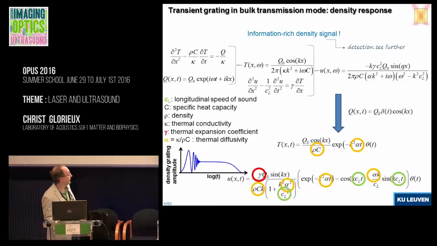Displacement is a bit more complicated, so you see many factors. One is that the solution is proportional to the thermal expansion coefficient and the heat source, Q. Another interesting thing is that you have a lot of information about thermal properties. There's the thermal diffusivity here. There's the heat capacity in the prefactor: the bigger the heat capacity, the smaller the temperature change, of course.